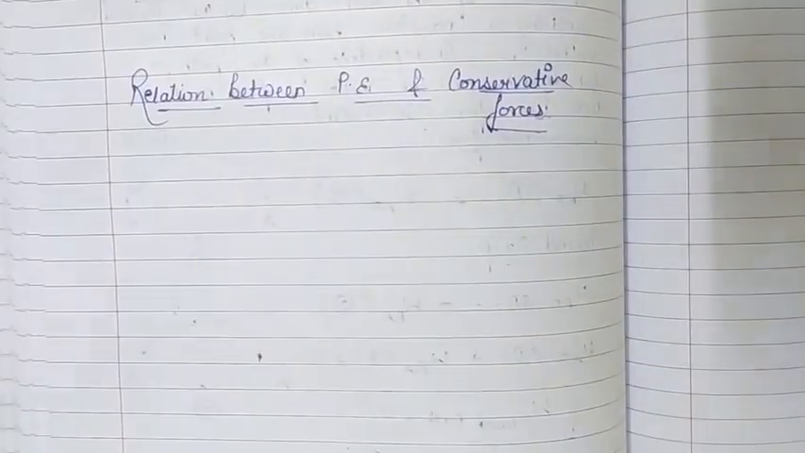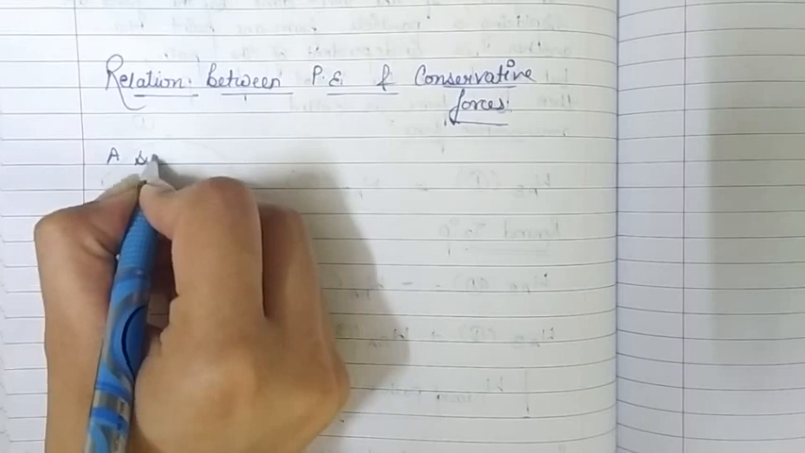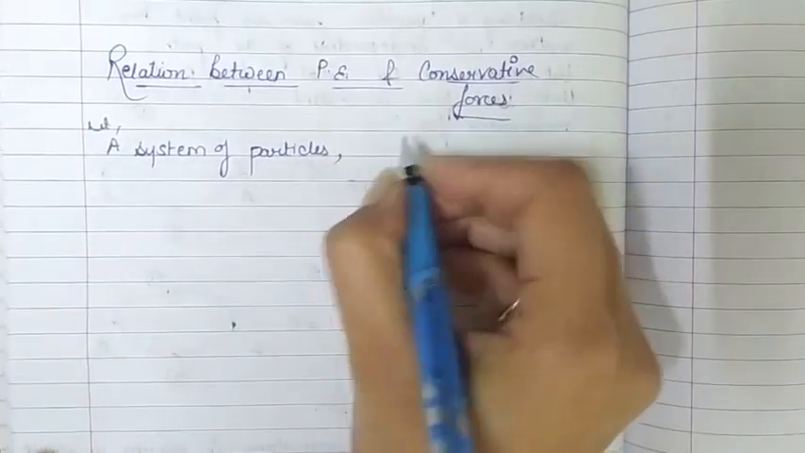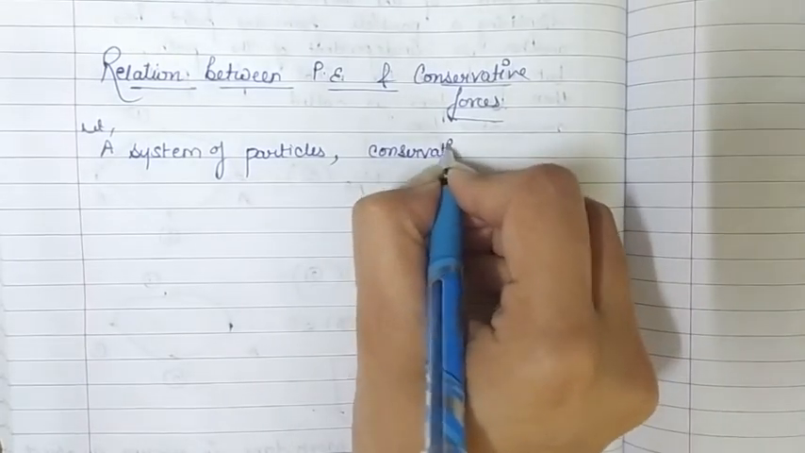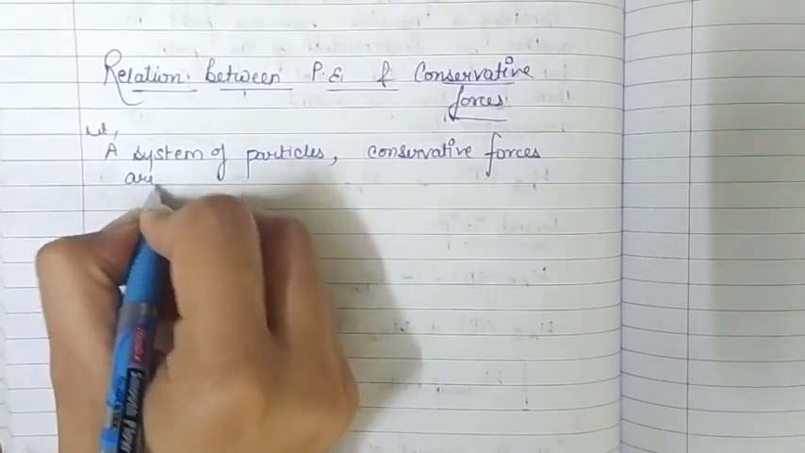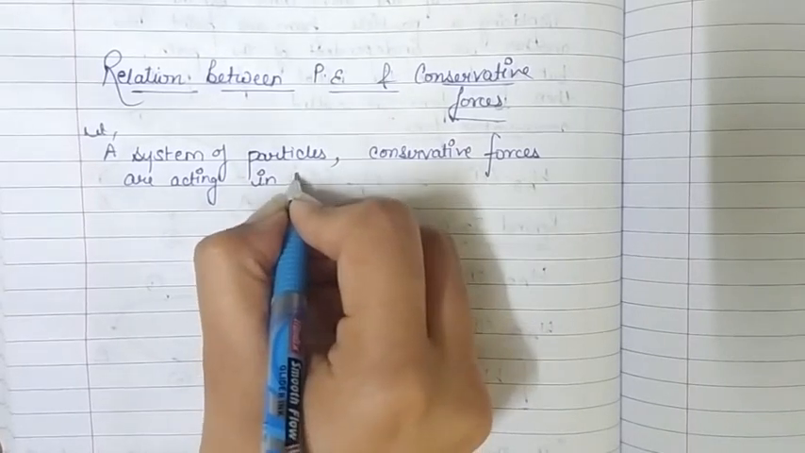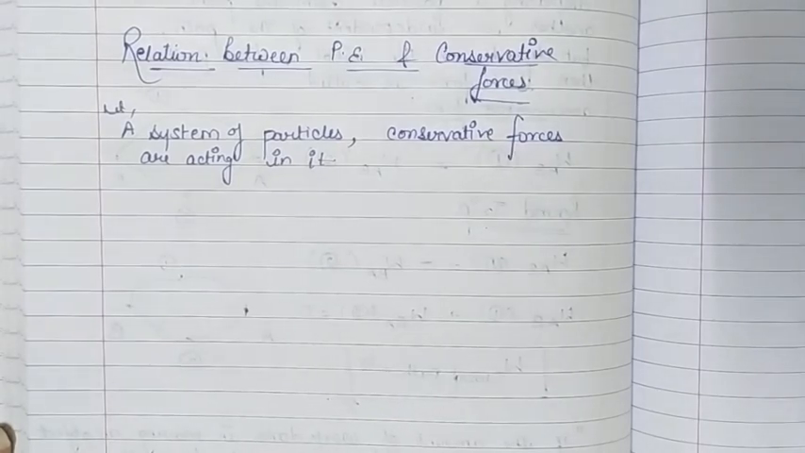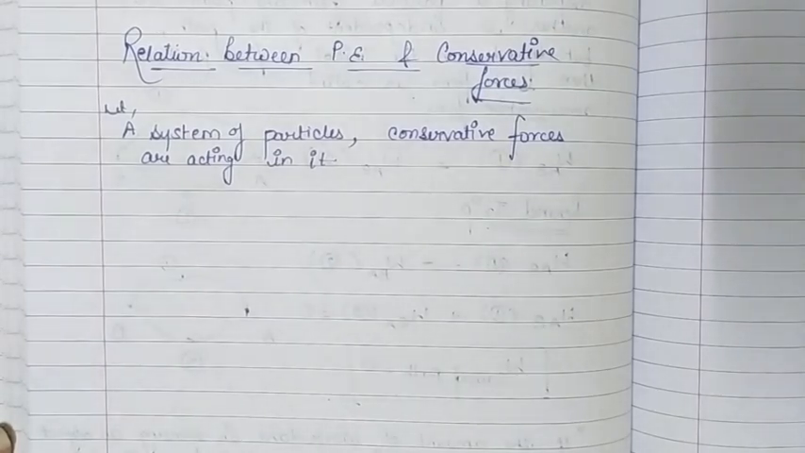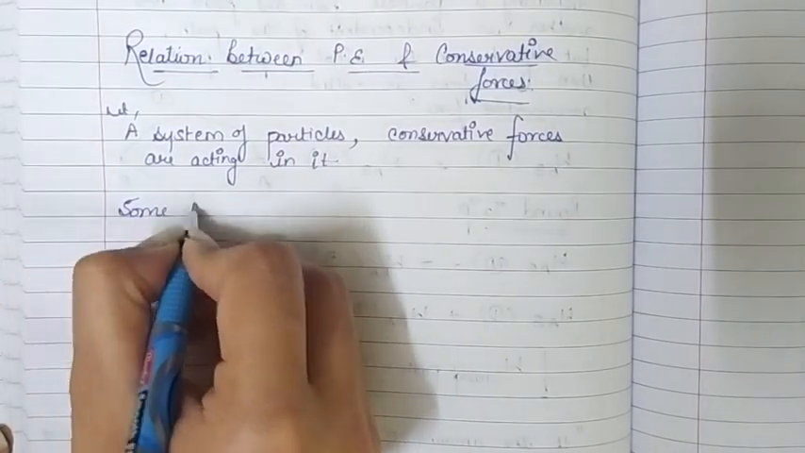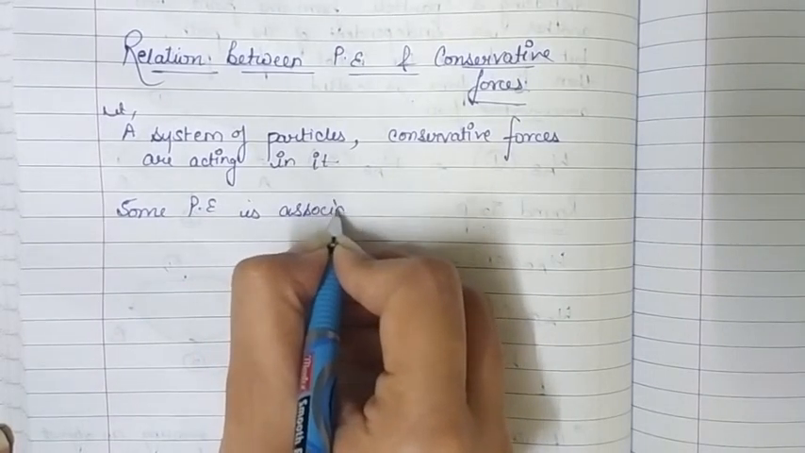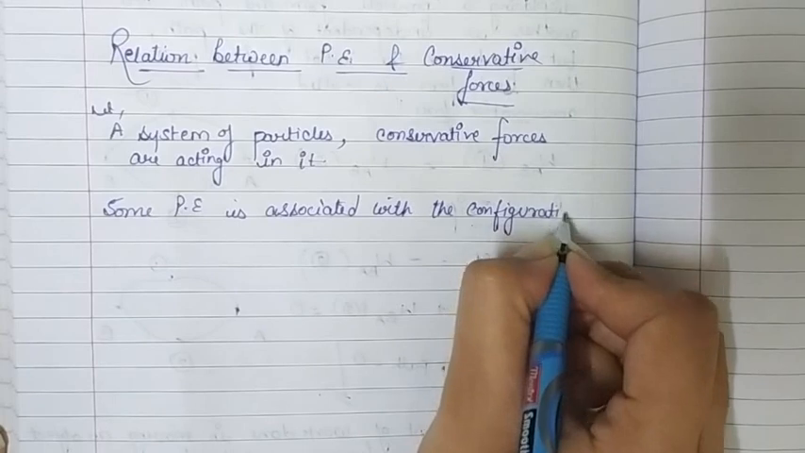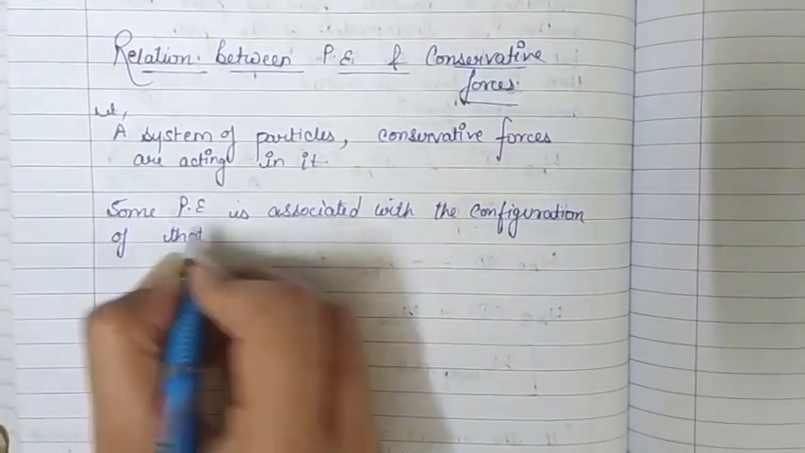Now, after this, there is a relation between potential energy and conservative forces that we are going to derive now. So, if there exists a system of particles such that conservative forces are acting there, then the potential energy associated with that configuration of the system, there must be some potential energy associated with the configuration of that system, and there are conservative forces acting in that system.